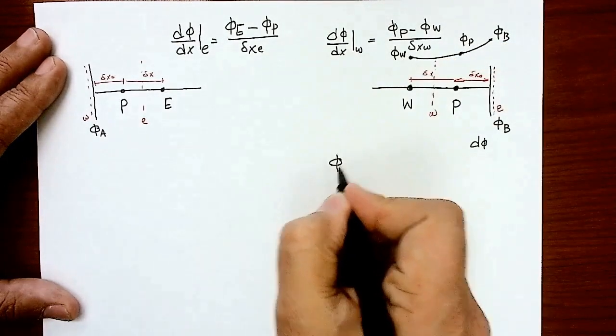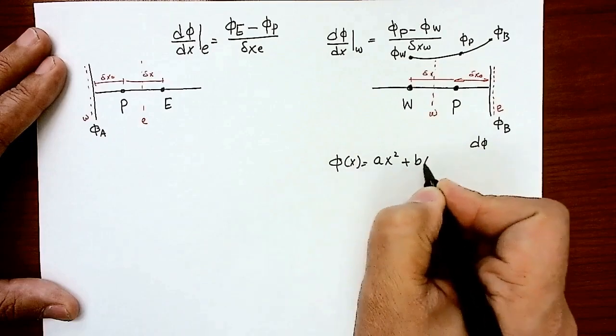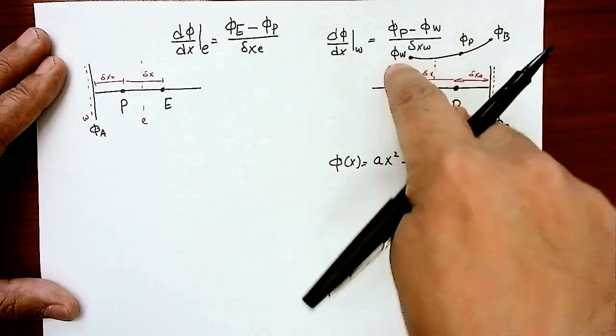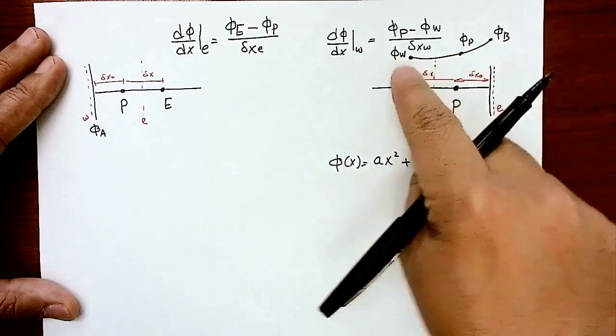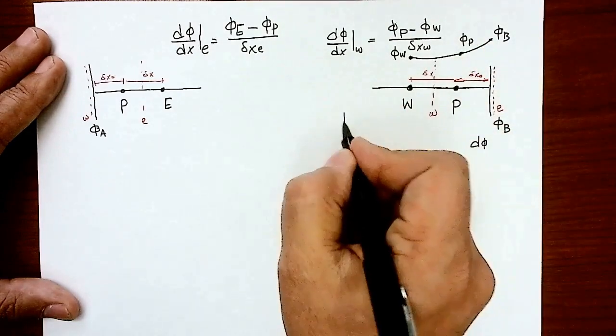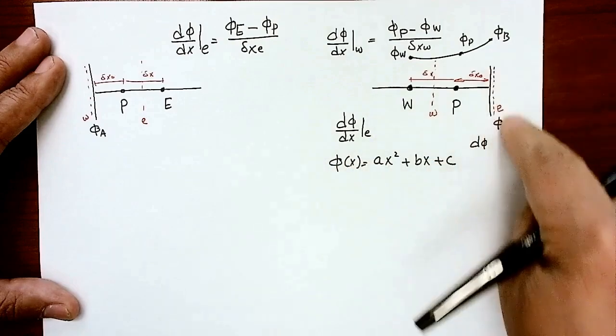So I will derive phi as a function of x equal ax squared plus bx plus c using phi B, phi P, and phi west. Then when you get this equation, you need to get d phi by dx on the east face. That's what I'm looking for here.